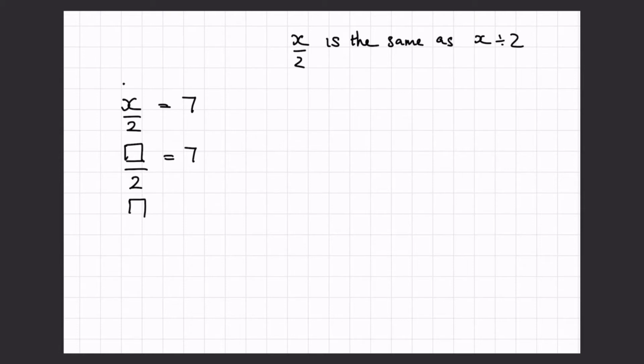Well, that number must equal 14, because 14 over 2 is equal to 7. We could also say 14 divided by 2 is equal to 7 as an alternative way of writing it, just so you're comfortable with this idea of having something over 2. So our solution to this equation is x is equal to 14.